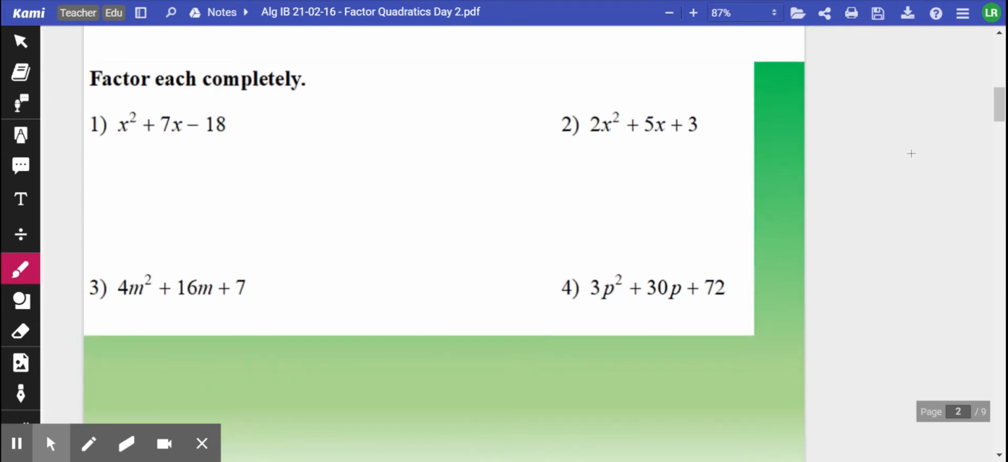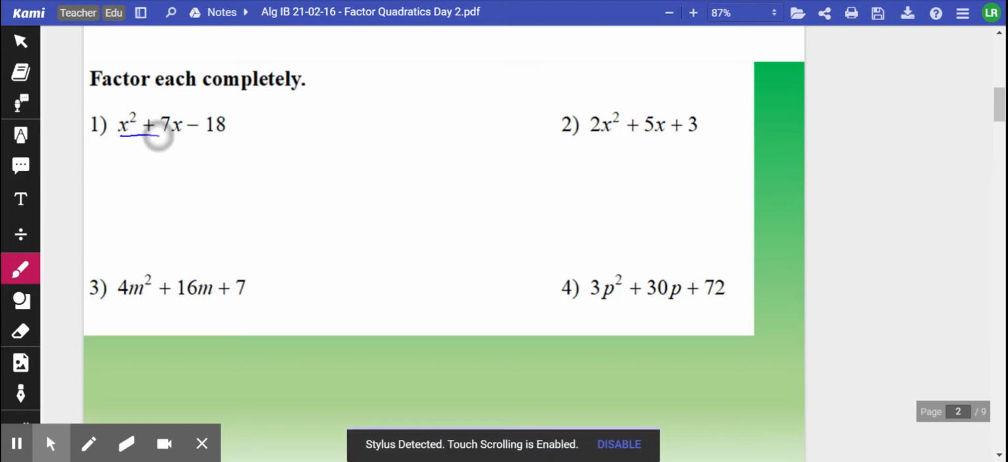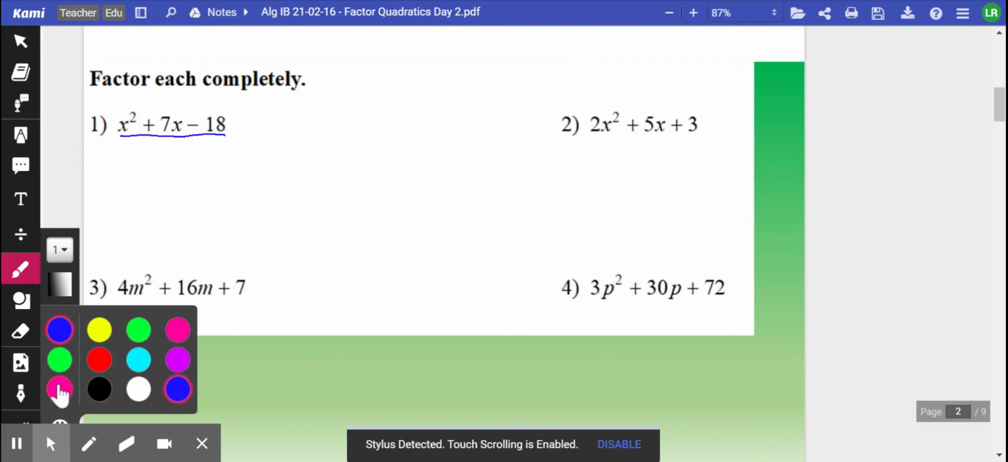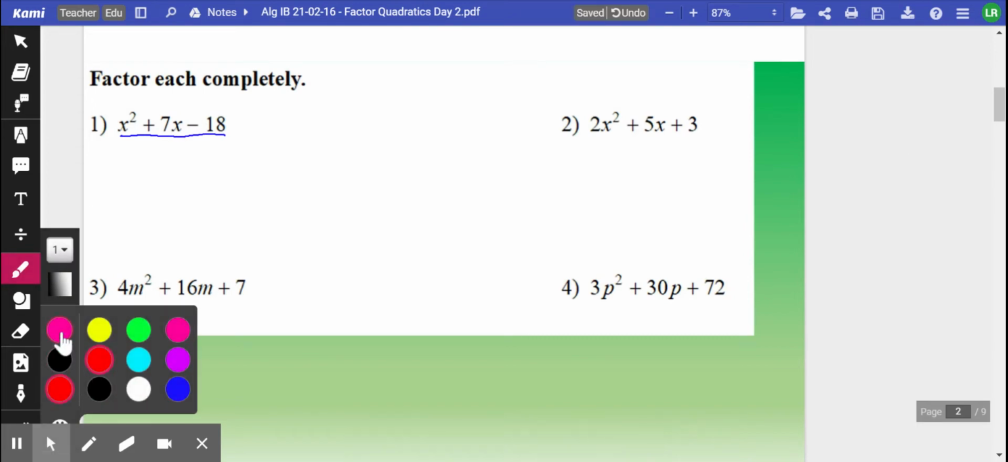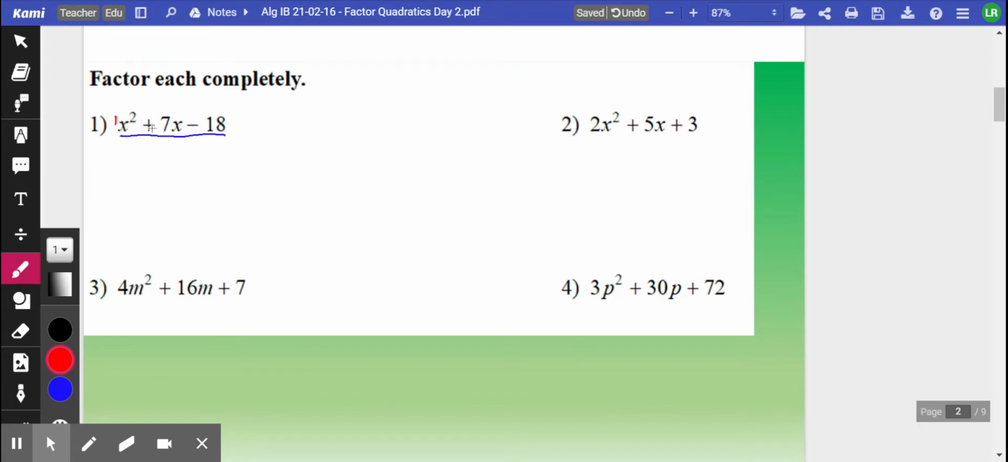I want you to go ahead and pause the video and complete these 4 problems. Now, number 1. Remember, step 1, check for something to divide out. Okay, number 1, we have 1, 7, and 18. So nothing I can divide out. 1, it's done.